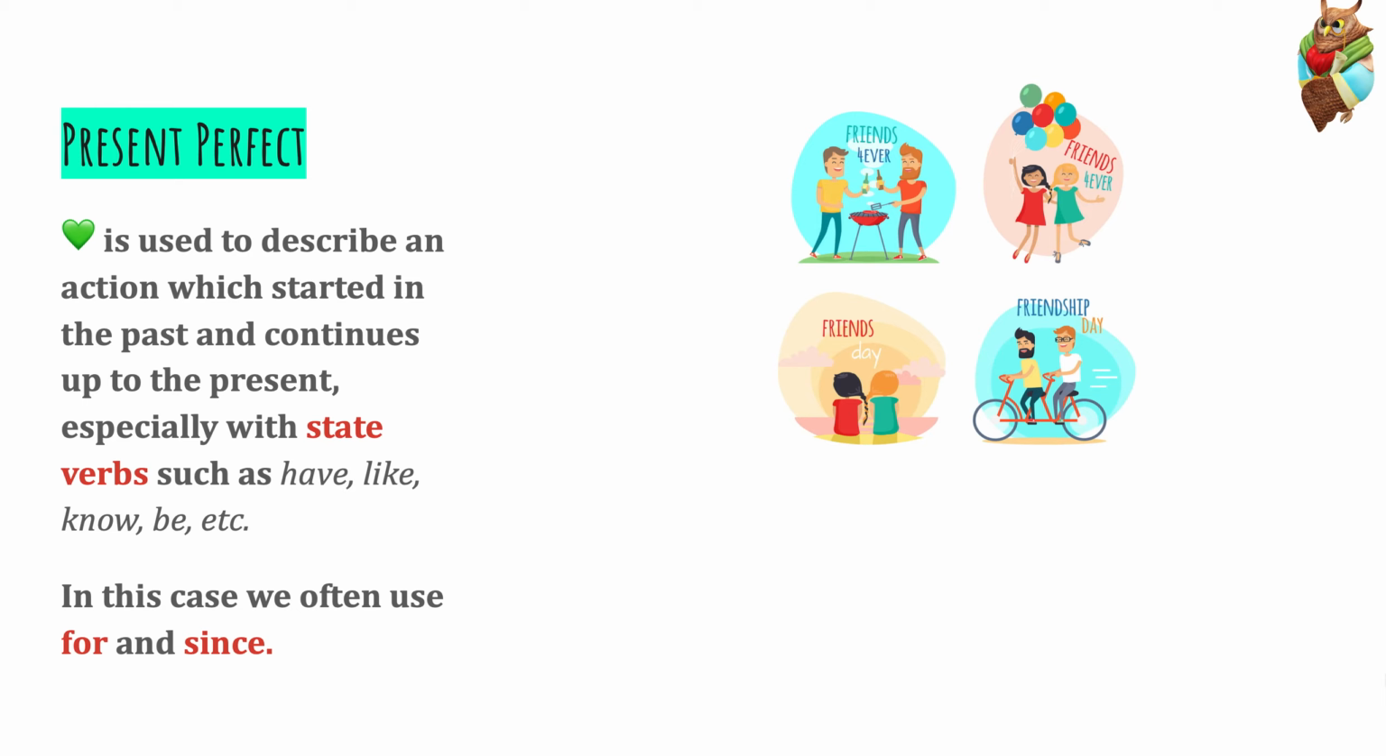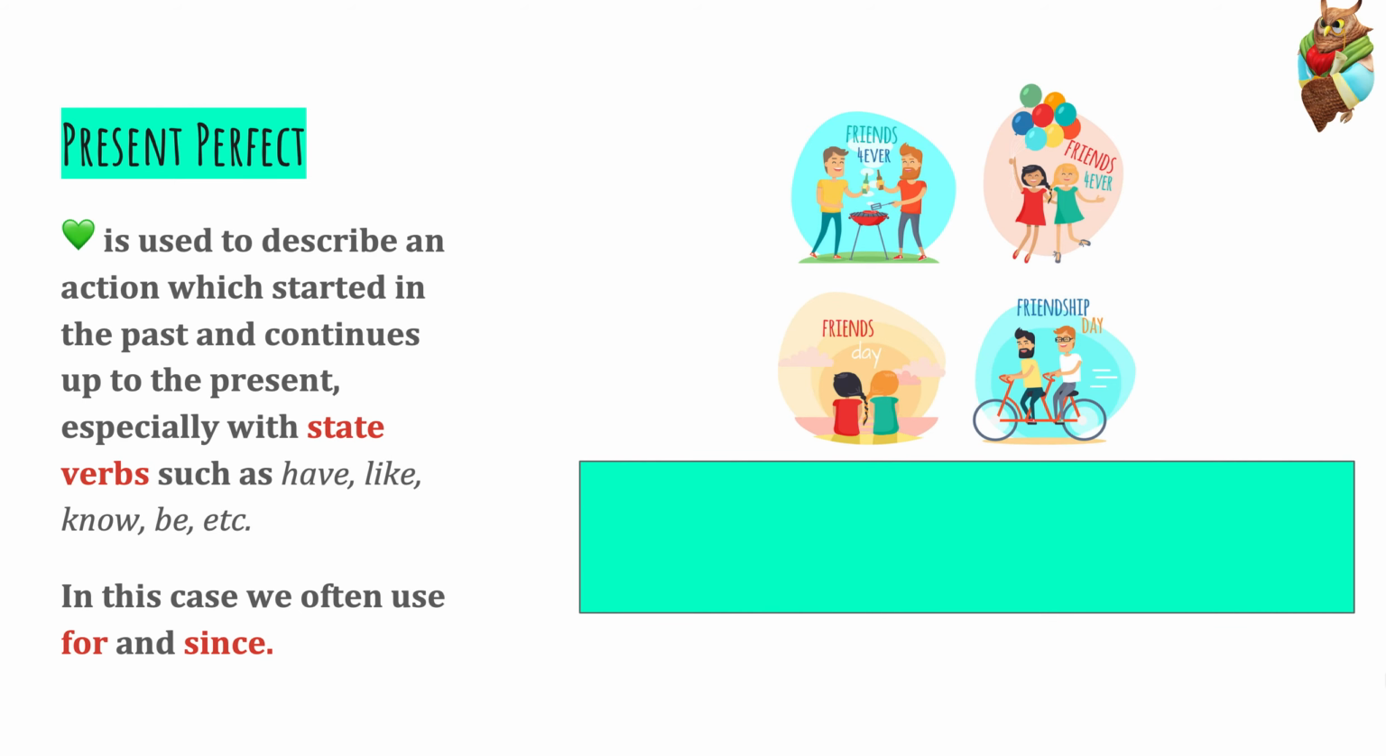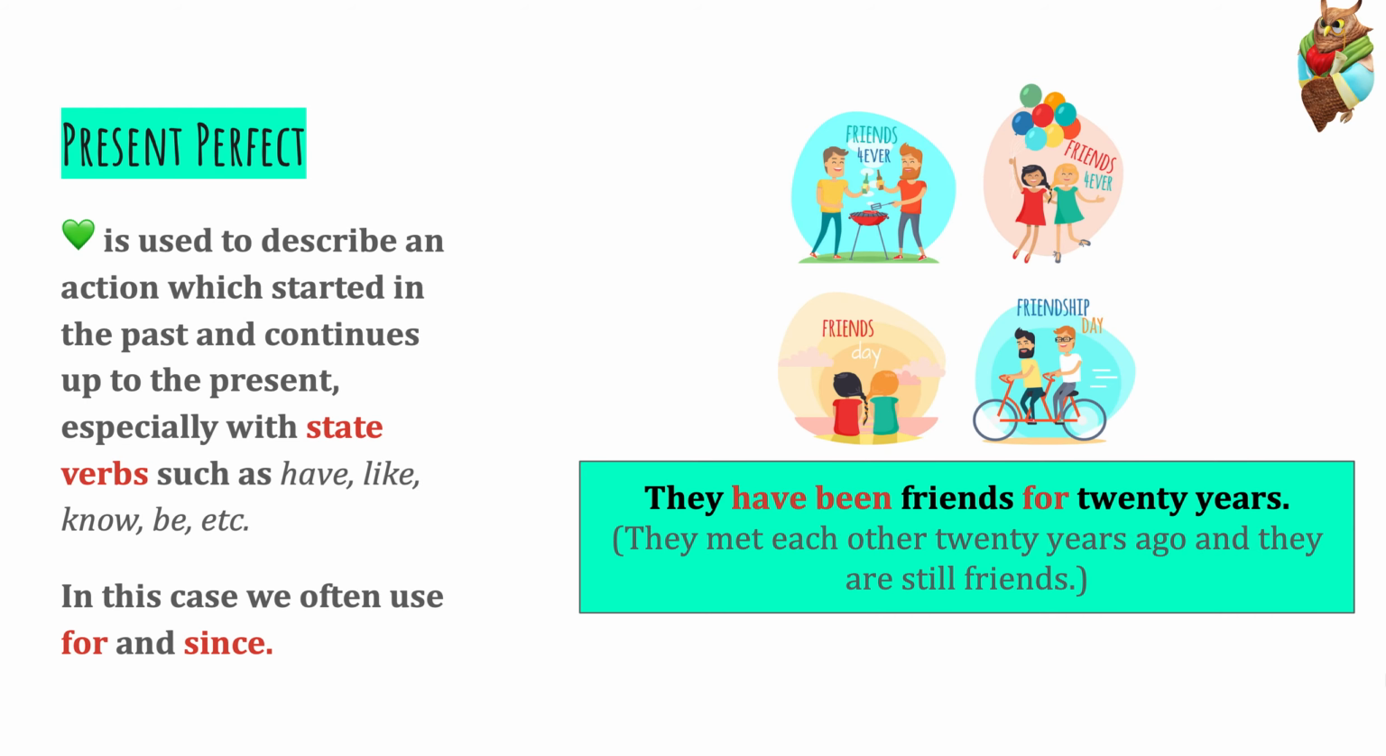So let's take a look at the example, and we have here friends. An example will be about friends and about friendship. They have been friends for 20 years. That means they met each other 20 years ago and they are still friends.